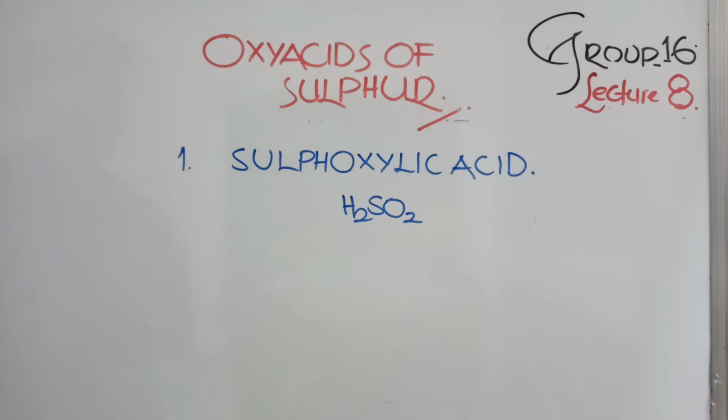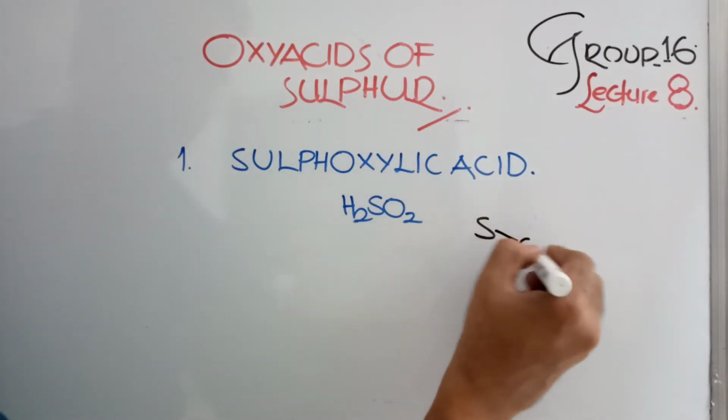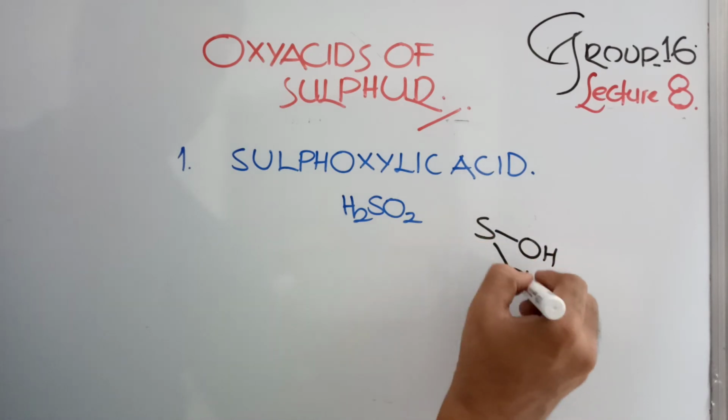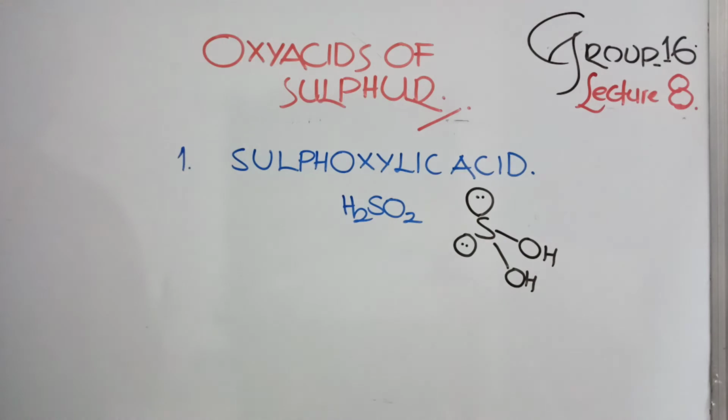All are, as I said, sp3 hybridized. So you can expect a structure like this: OH, OH, tetrahedral type of geometry actually, but two lone pairs are there. So two OH groups are there, dibasic acid. Sulfoxylic acid, H2SO2.